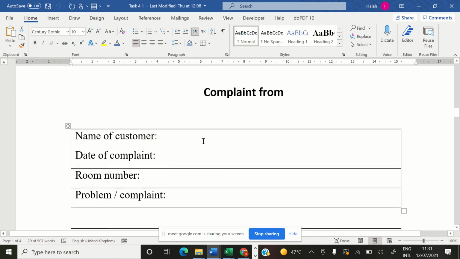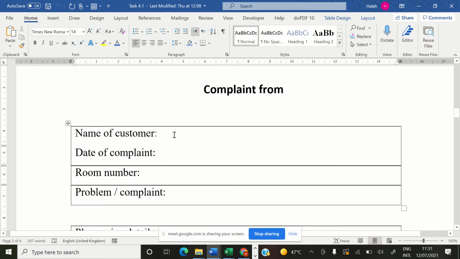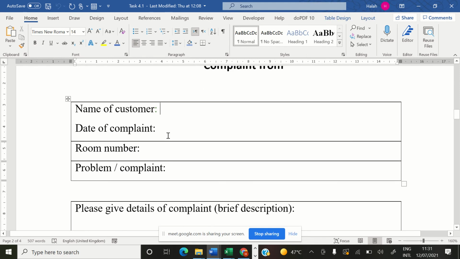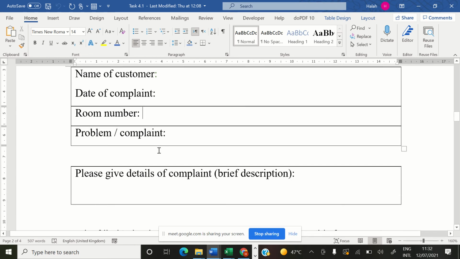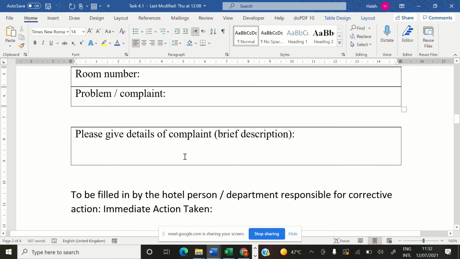This is an example if you go down. So you have to fill in a complaint form. You have to mention the name of the customer, the date of the complaint, when the incident happened, and also the room number and the problem or the complaint, what it is. You have to give details of the complaint like a brief description. For example, television is not working, or room is dirty, or missing object in the room. You have to mention what the complaint was.